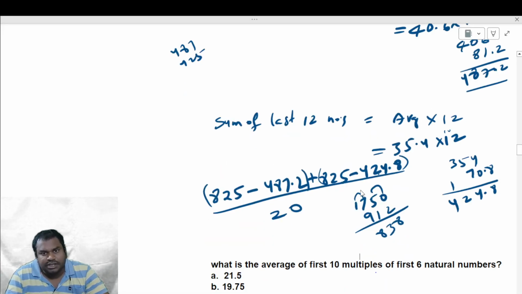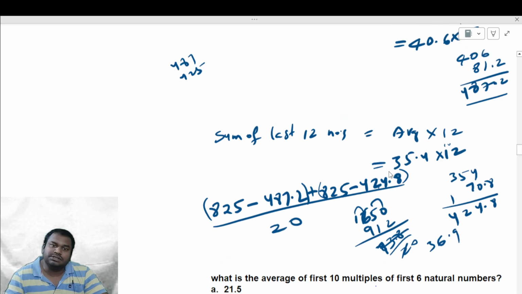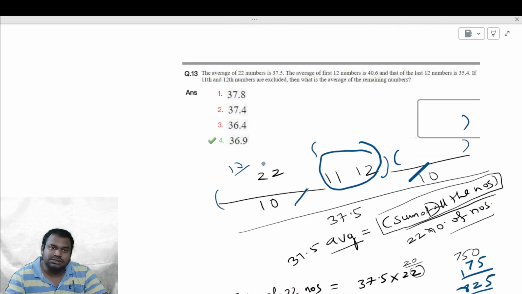Sorry, we made a mistake here. 825 is 1650, not 1750. So we are evaluating one parameter for the answer. So it is 10 minus 2, 8; 4 minus 1, 3. So 1 I have taken from here, 15 minus 9, 73.8, 73.738, but divided by 20 is nothing but a part will come here. So 2 3s are 6. 36.9, 36.9 is the answer, and this is the fourth option.